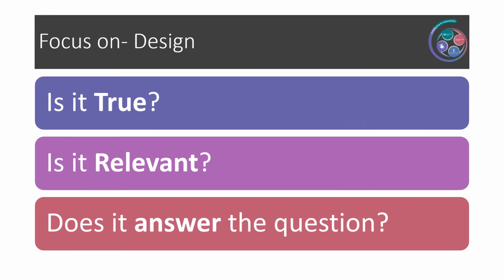As a marker, you have to ask yourself these 3 questions. Is it true? Is it relevant? And does it answer the question? The spout on an iron is not influenced by ergonomics. It is influenced by the function and performance of the item. That answer is not true.